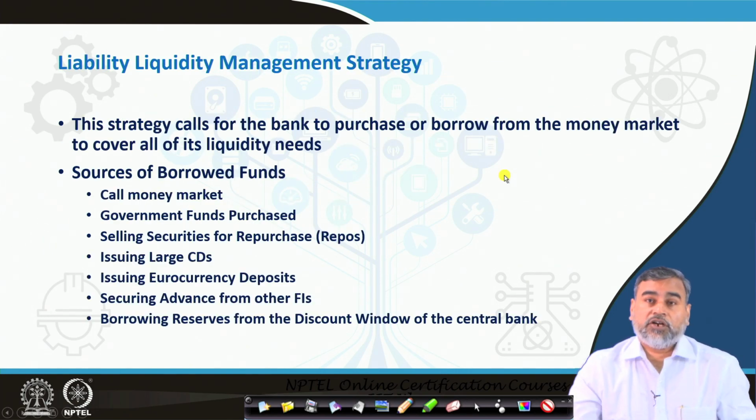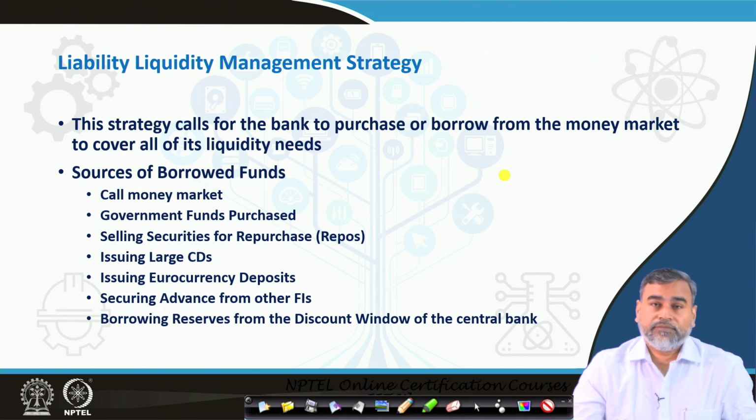Then the other option we have is the liability. The liability means what? We can borrow from the money market. We can purchase or borrow the money from the money market, and those proceeds can be utilized to manage the liquidity. One approach is you sell the assets; another is to borrow from the market and fill the gap.